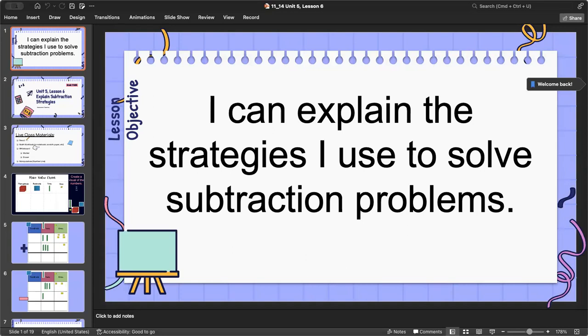Today you're going to be explaining the strategies to use to solve subtraction problems. Again, these are going to be strategies that we've used in the past: number lines, 10 frames. You can use, let's see, your place value chart. There's a whole bunch of different strategies, fact families, thinking about numbers in different ways, just playing with the numbers.